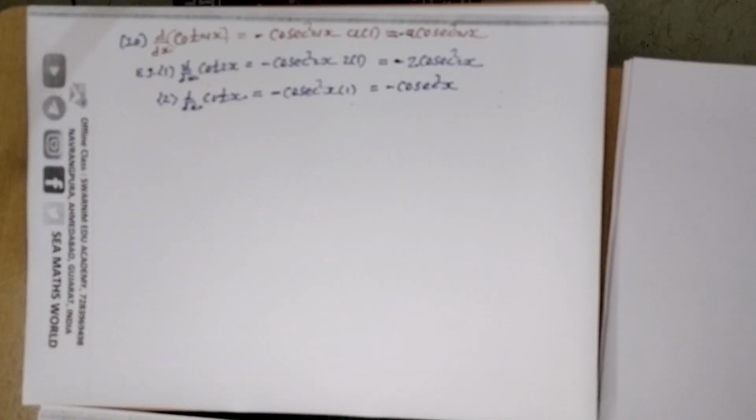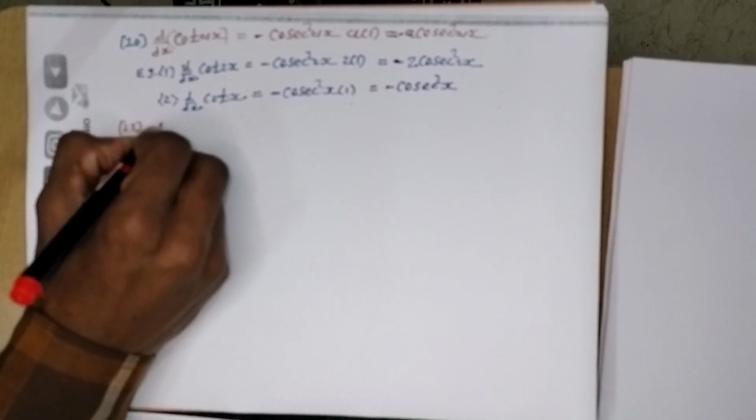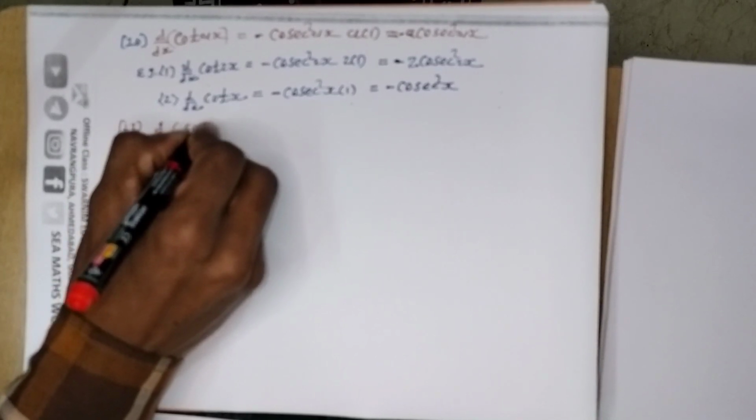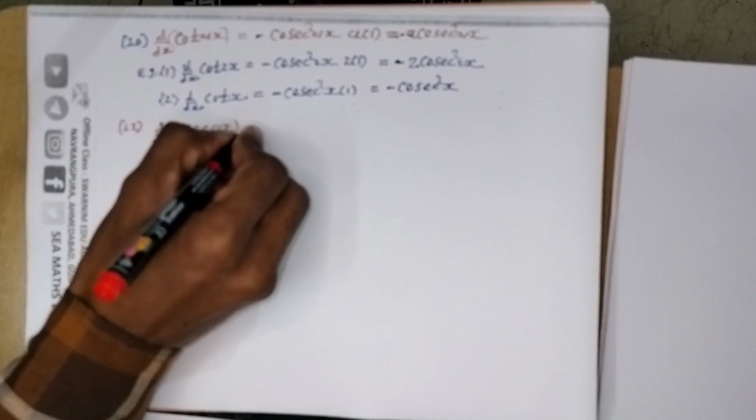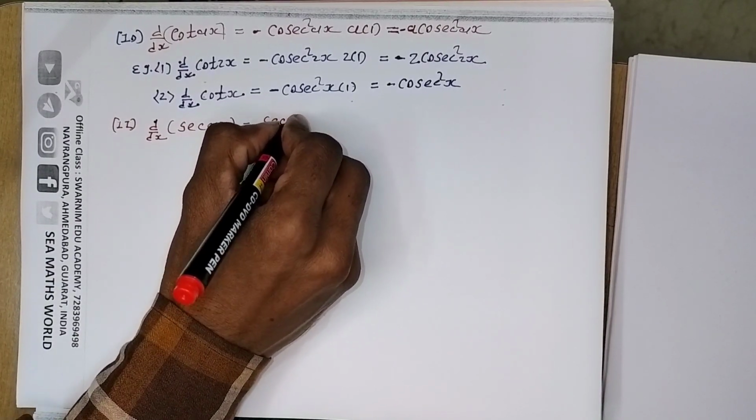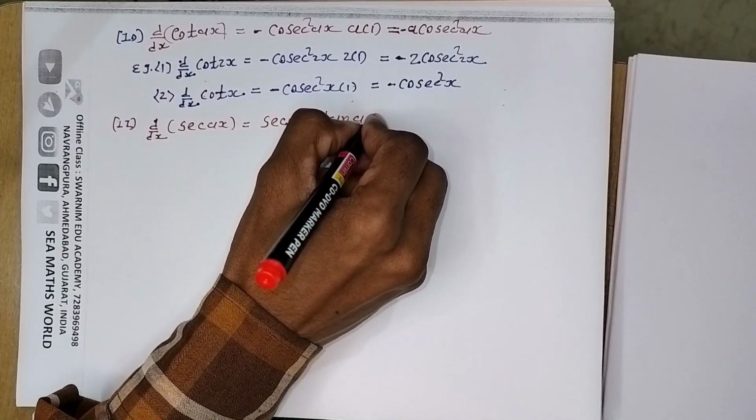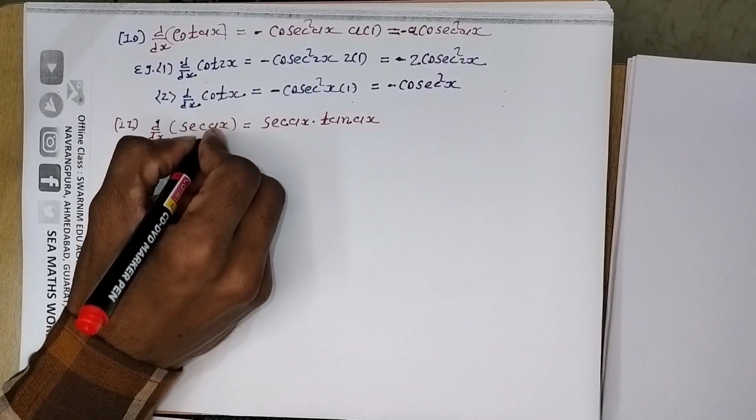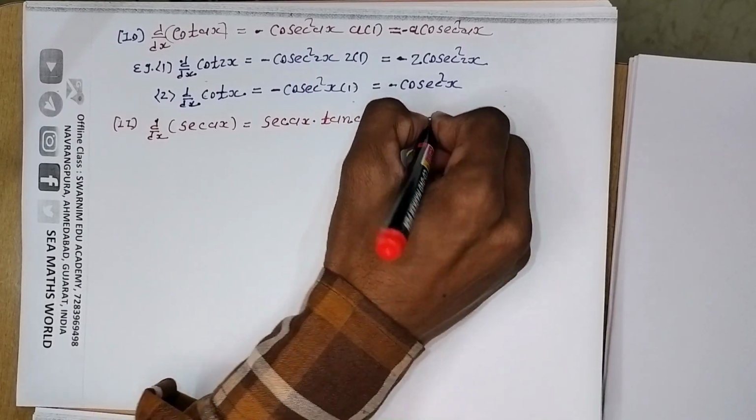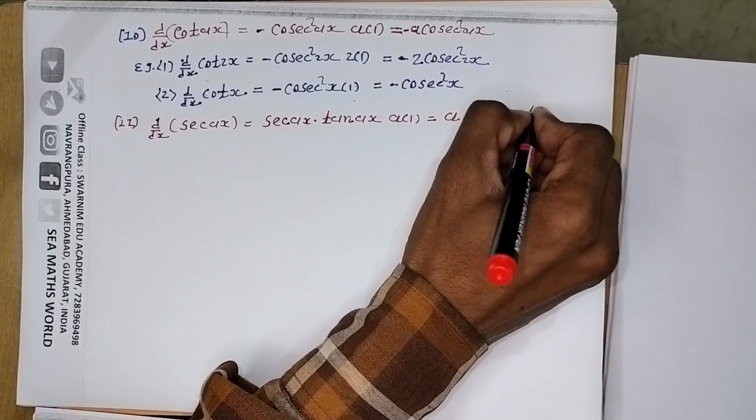Now our next formula is formula number 11. Differentiation of sec ax is equal to sec ax into tan ax. Then differentiate the angle. Here it is ax, differentiation will be a into 1. So finally a sec ax into tan ax.